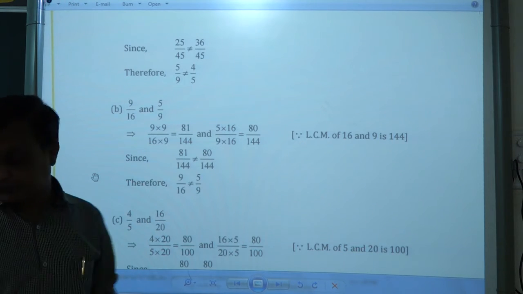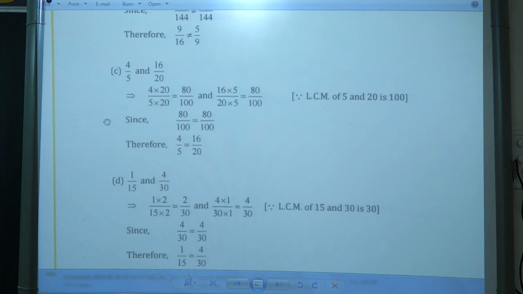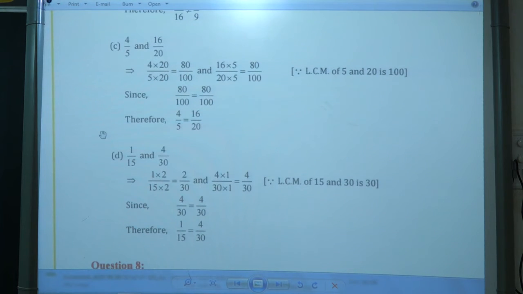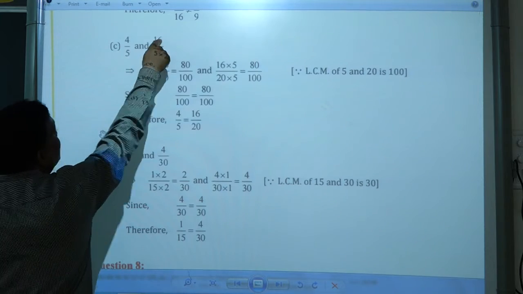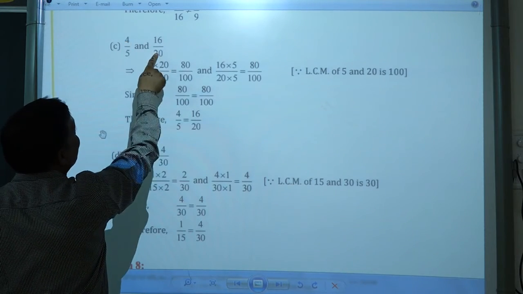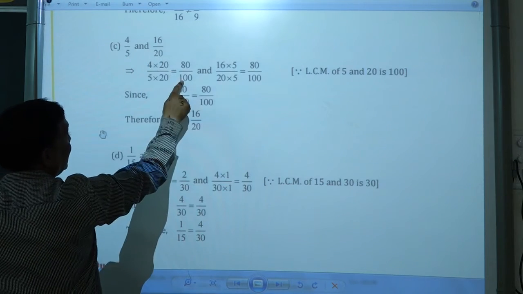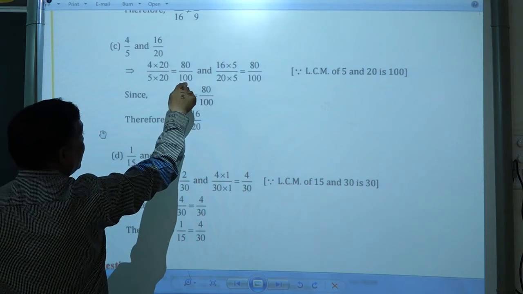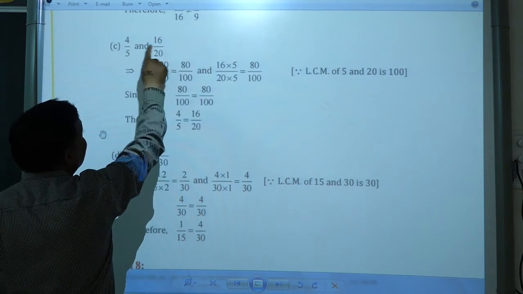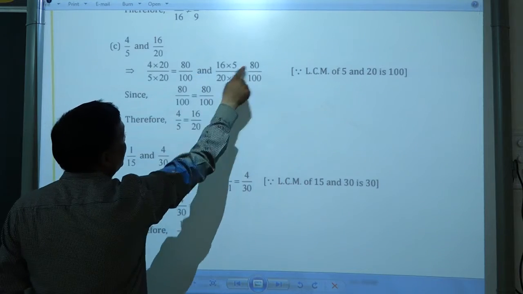Next question, question number C. What we are doing here is cross multiplication. Please pay attention. 4 upon 5 and 16 upon 20. So 4 multiplied by 20 is 80, and 5 20s are 100. So the first one, 4 upon 5, became 80 upon 100. Second one, 16 5s are 80, and 5 20s are 100, so 80 upon 100.